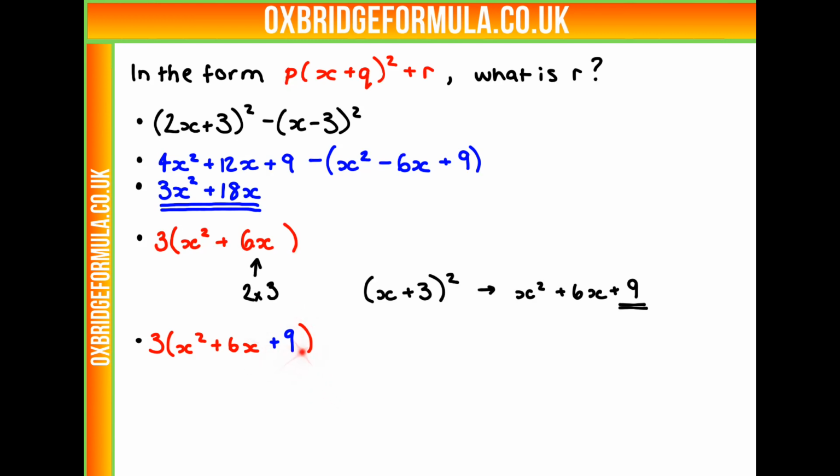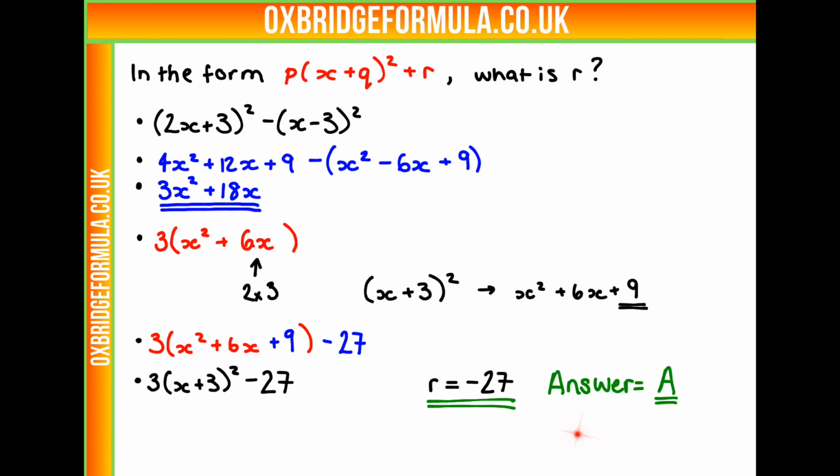Well, we've added an extra 9 here, so we need to take that away. But we've got to remember it's times by 3. So in theory, we do have to take away 9 times 3, which is 27. So therefore, that's our final equation: 3 times x plus 3 squared minus 27. P is 3, Q is also 3, and R is minus 27. That is our final answer. There we go, R is minus 27. So our answer is A.